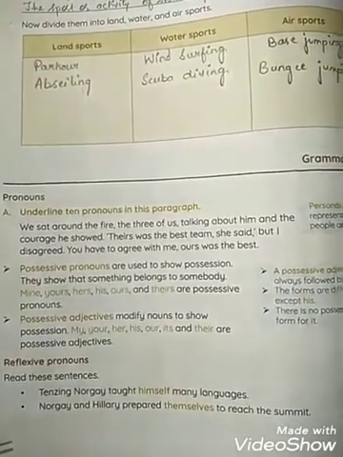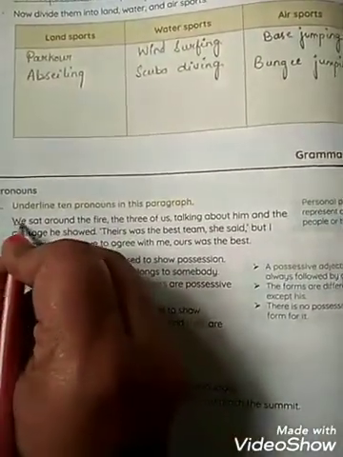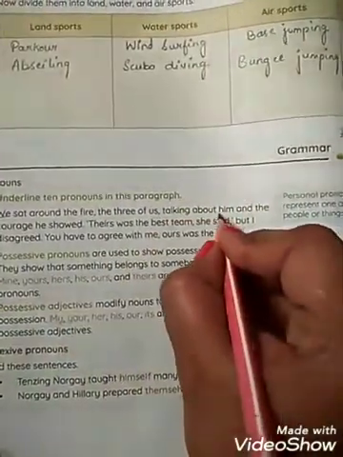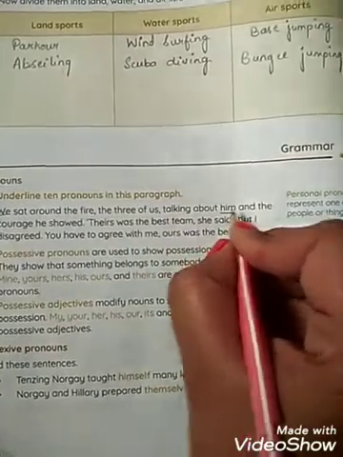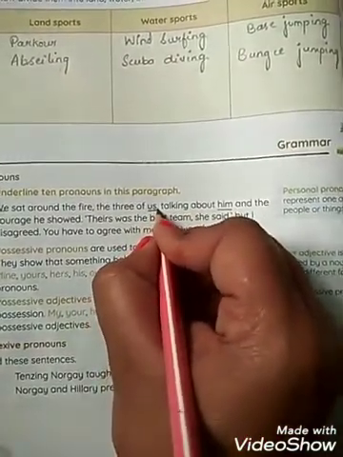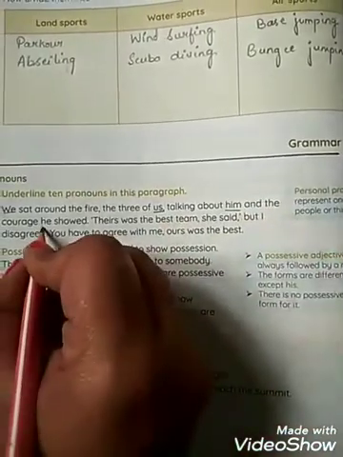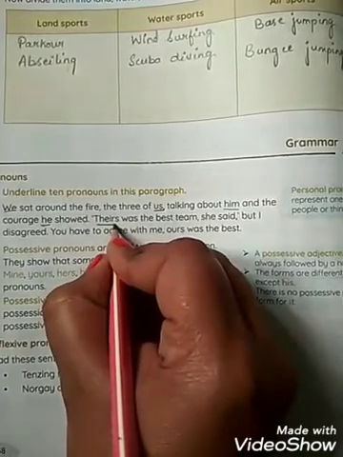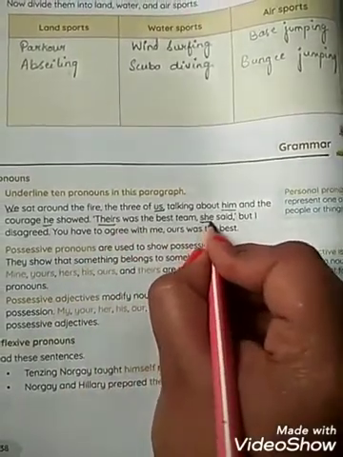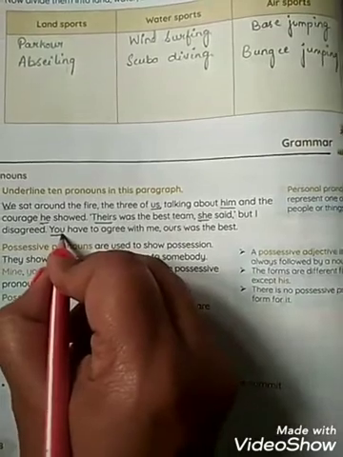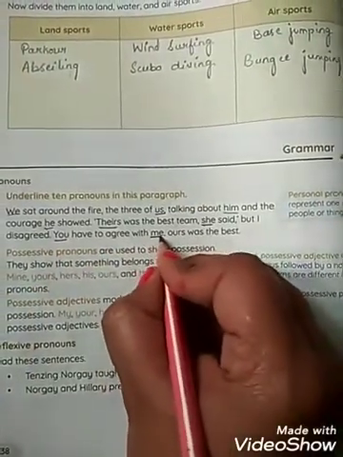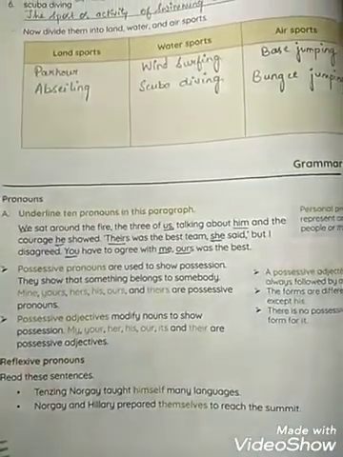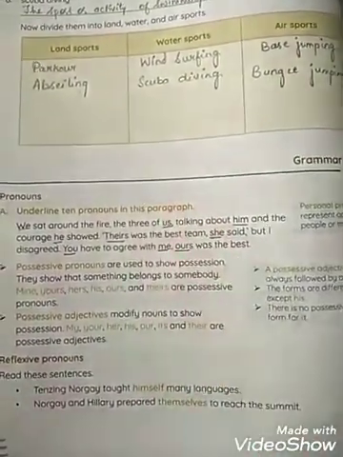So here, which are the pronouns? We can see we, right? And we can see him. And we can see us. And then the word he. Then theirs, she, you, me, ours. Okay. See, I have underlined 10 pronouns in this paragraph.